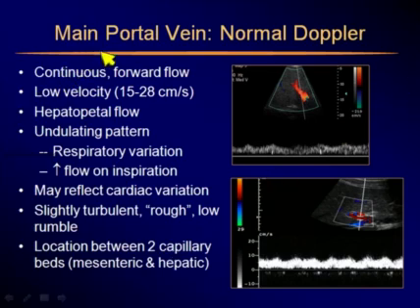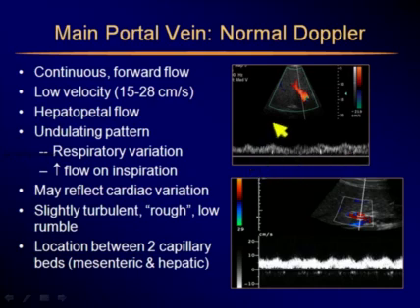Let's look a little bit at the portal veins. For this we have to talk about the Doppler a little bit, because nowadays we do more and more Doppler. In a normal main portal vein, we have continuous forward flow. The liver is always available for detoxification of substances, anything that you eat, any breakdown products from the spleen, the gut, etc. So it's constant forward flow with a low velocity. If you did velocities, usually they're 15 to 28 or 30 centimeters per second.